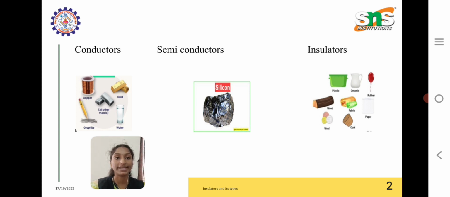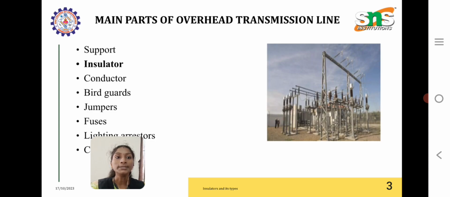Coming to semiconductors, in power electronics we usually use the word semiconductor devices because those devices are made of silicon and germanium. Coming to insulators, plastics, wood, rubber, all these we call insulators because the valence electrons are very tightly bound and there is a very limited number of free electrons. That is why it is called an insulator.